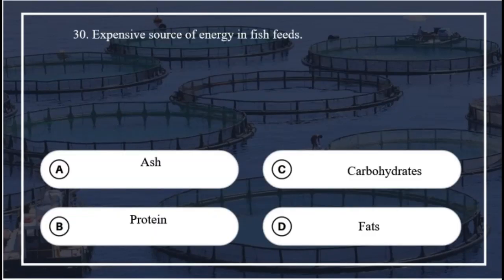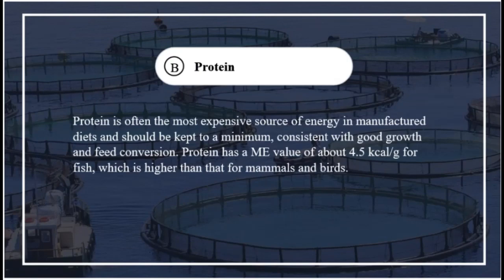30. Expensive source of energy in fish feeds. A. Protein. B. Carbohydrates. C. Ash. D. Fats. Answer: A. Protein is often the most expensive source of energy in manufactured diets and should be kept to a minimum, consistent with good growth and feed conversion. Protein has a value of about 4.5 kcal/g for fish, which is higher than that for mammals and birds.